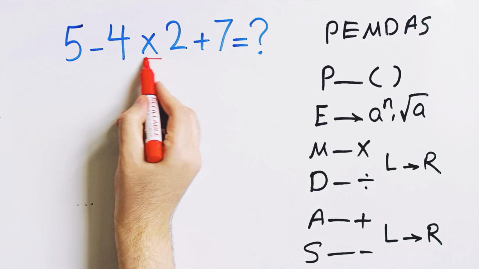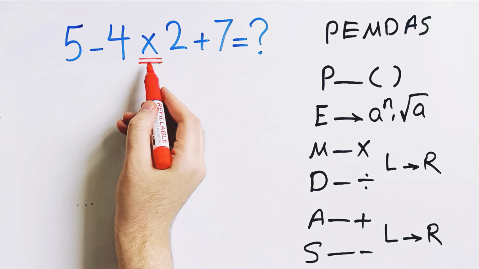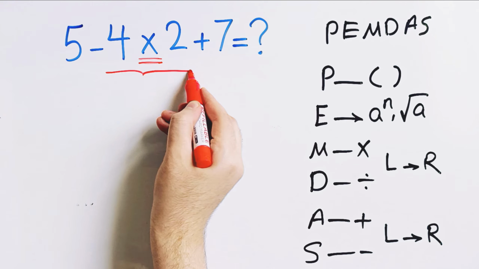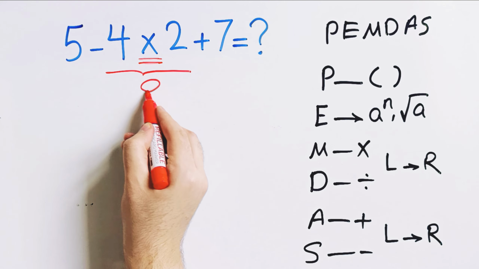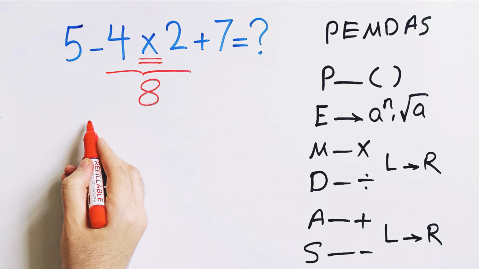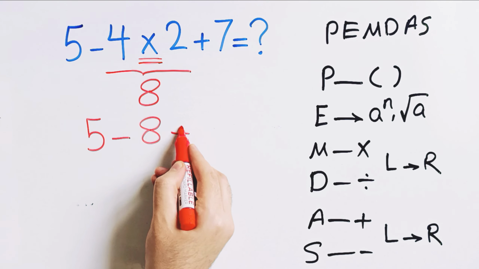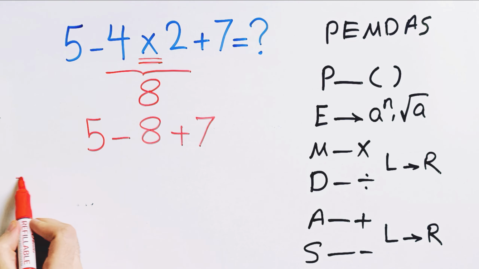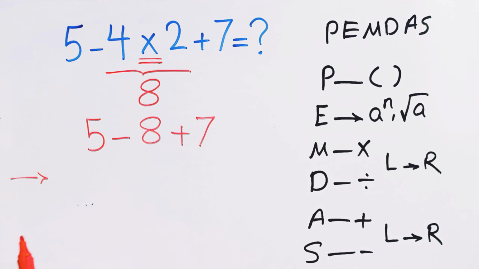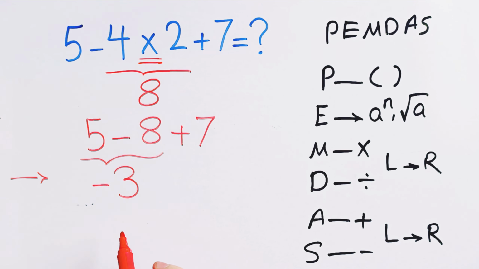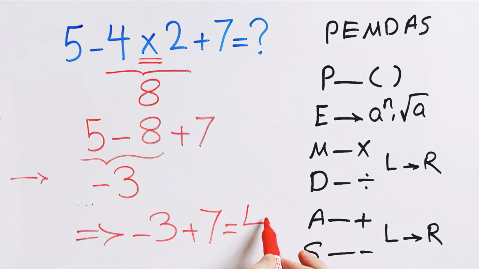According to the PEMDAS rule, multiplication has priority over addition and subtraction. So, 4 times 2 equals 8, and the expression becomes 5 minus 8 plus 7. We solve this from left to right. 5 minus 8 equals negative 3, and negative 3 plus 7 equals 4.